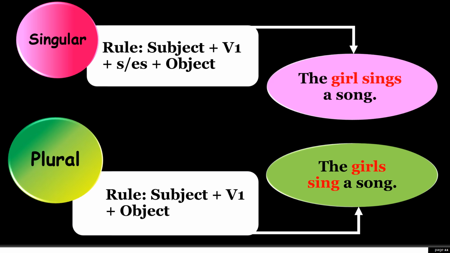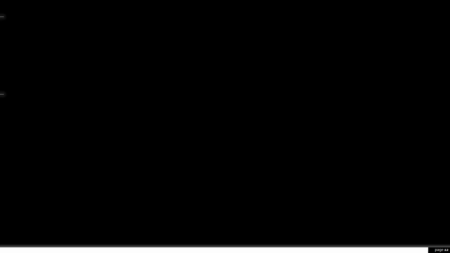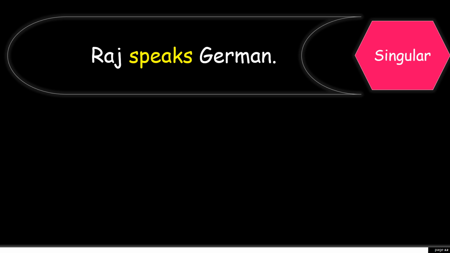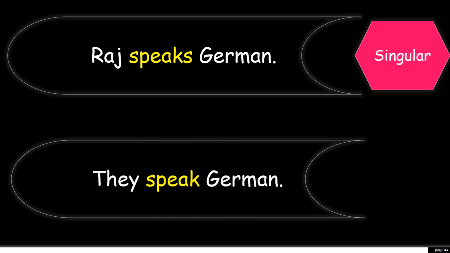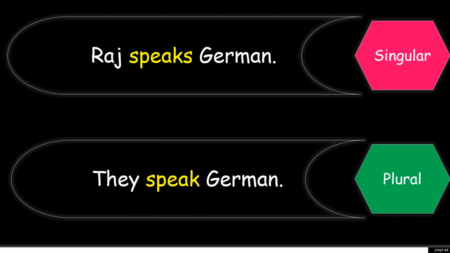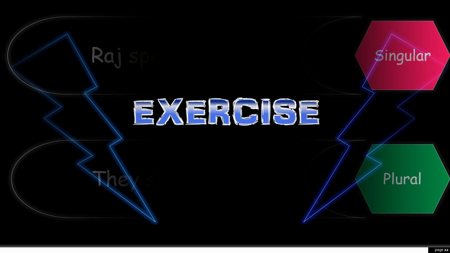Similarly, let us take these examples. Raj speaks German. So here the subject is singular. So we have added S to the verb, that is speaks. Then we have this sentence. They speak German. So here the subject they is plural. So there is no change in the verb. Speak is the same thing. They speak German. Understood?